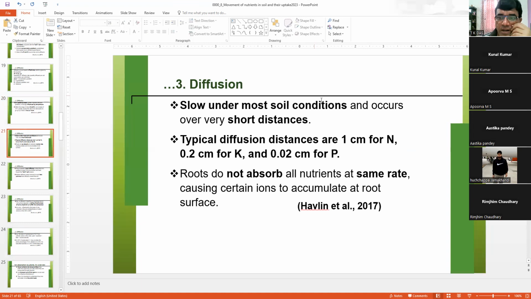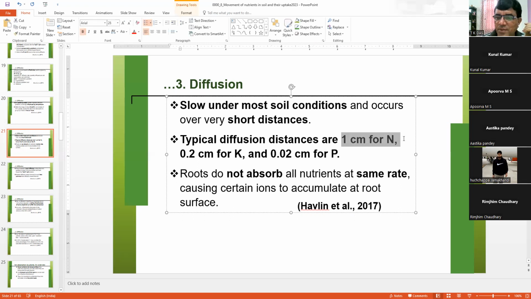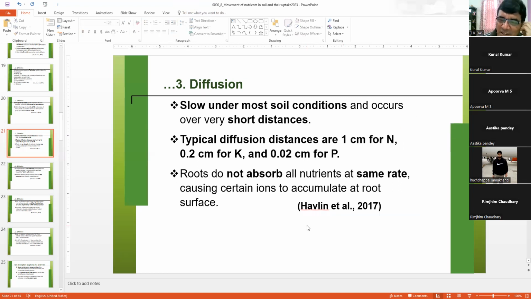Diffusion is slower under most soil conditions and occurs over very short distances. This is the limitation. You cannot take ions to 10 centimeters or 5 centimeters. The distances are small. Typical diffusion distances are 1 centimeter for nitrogen. You can remember these values, because sometimes in quizzes these kinds of questions are asked.